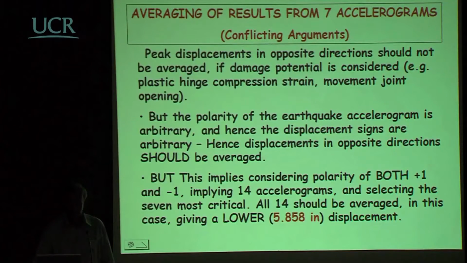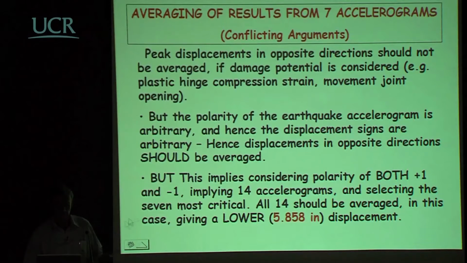So what do we do on this? There are conflicting arguments associated with this. We say that peak displacements in opposite directions should not be averaged if damage potential is considered. For example, plastic hinge compression strain or movement joint opening. But the alternate viewpoint is to say, but the polarity of the earthquake accelerogram is completely arbitrary. We don't know which direction that's going to have. And hence, the displacement signs are arbitrary, and hence the displacements in opposite directions should be averaged. We should take the worst of that.